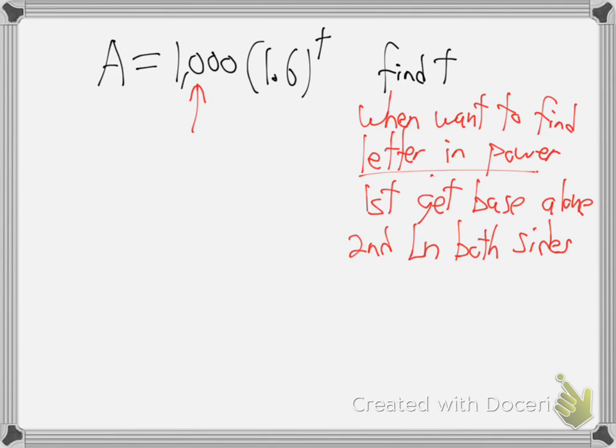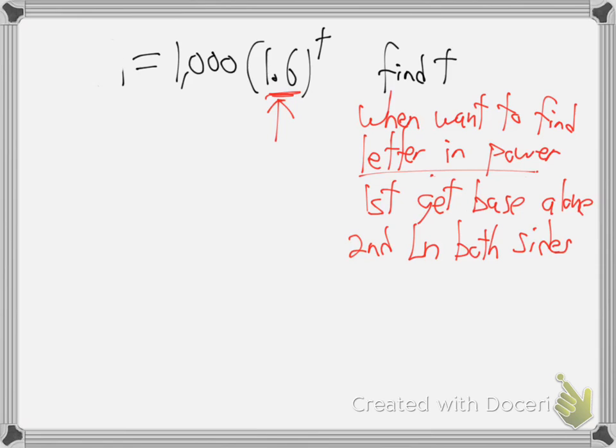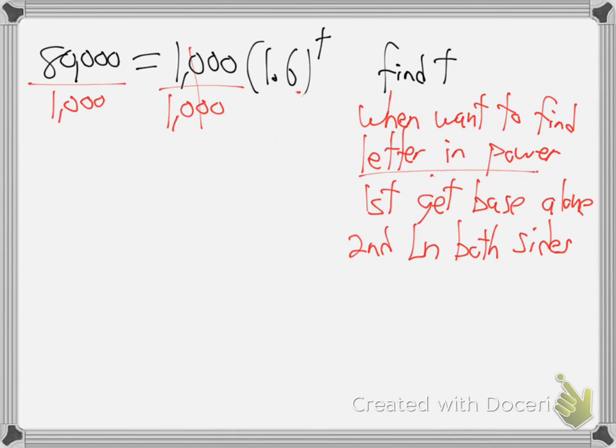So the base is that 1,000 right there. I got to get rid of that 1,000 because the base is the 1.6. The base is the thing that has something on it. It's got the T on it. So the A was 80,000, wasn't it? So let me go back and put that 80,000 in over here. So this is 80,000. So the first step then is to get rid of that 1,000. Boom. And so we get 80 equals 1.6 to the T. So that's step one. So we got the base alone. It doesn't have any number in front of it.